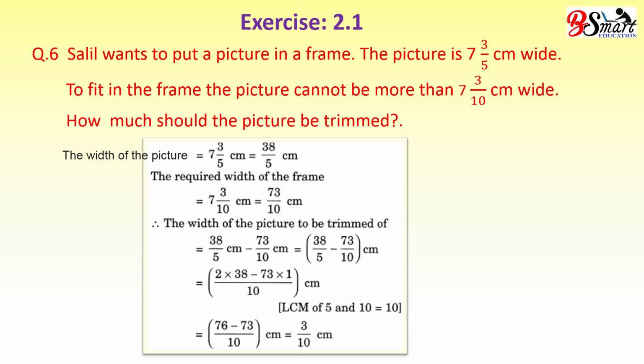Therefore, the width of the picture to be trimmed is 38 by 5 minus 73 by 10 centimeter. Now, LCM of 5 and 10 is equal to 10. So, cross multiply 2 into 38 minus 73 into 1 upon 10 centimeter, which is 76 minus 73 upon 10 centimeter. Hence, the required width to be trimmed is 3 by 10 centimeter.